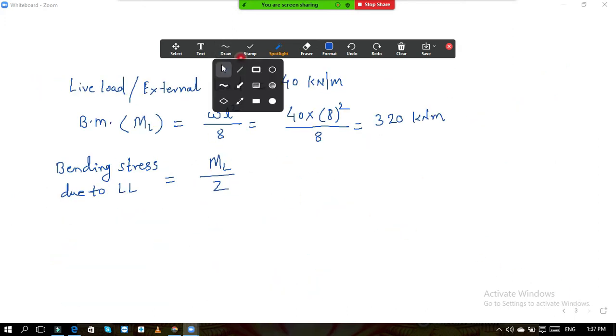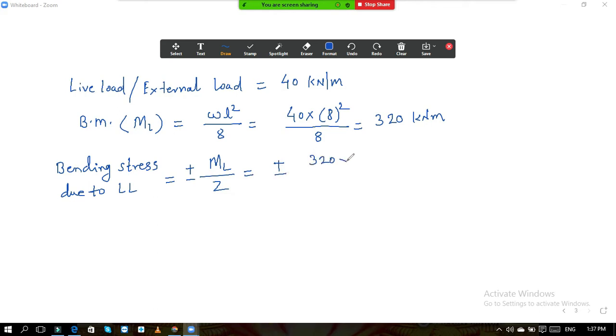So compression is at top, so this will become plus, this is minus, which is equal to, again, plus minus 320 into 10 raised to 6 divided by 24 into 10 raised to 6. So now solve this. It is plus minus 13.33 megapascal. Please check all the values, whether right or wrong.